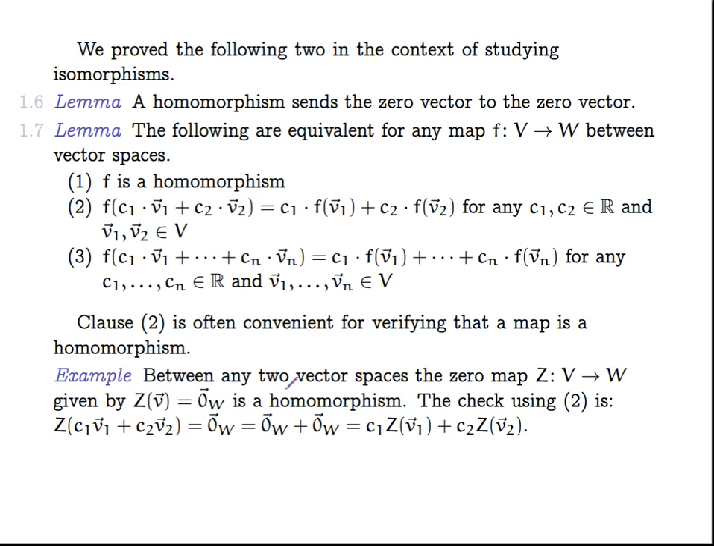All right, so here's one simple example. You can check that the 0 map is a homomorphism. Now, the 0 map is certainly not an isomorphism if V is a non-zero vector space. But using this property, I certainly have Z of any linear combination is going to be 0, but Z of each of the individual vectors is 0 also. So I do get the fact that the 0 is preserved under the linear combination. We do have a homomorphism.